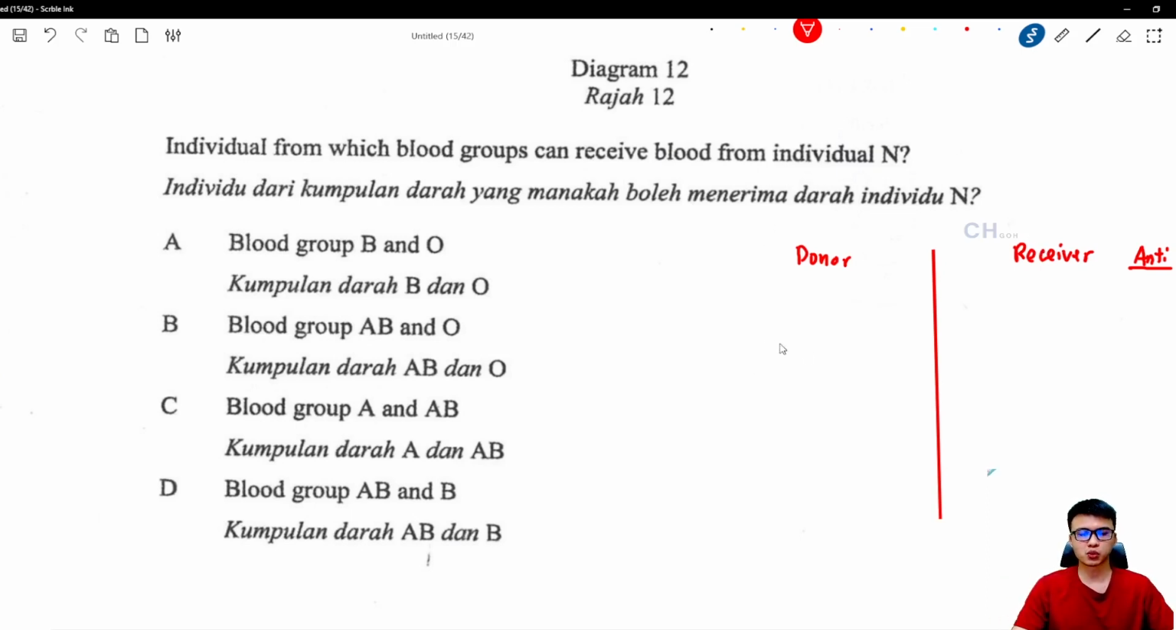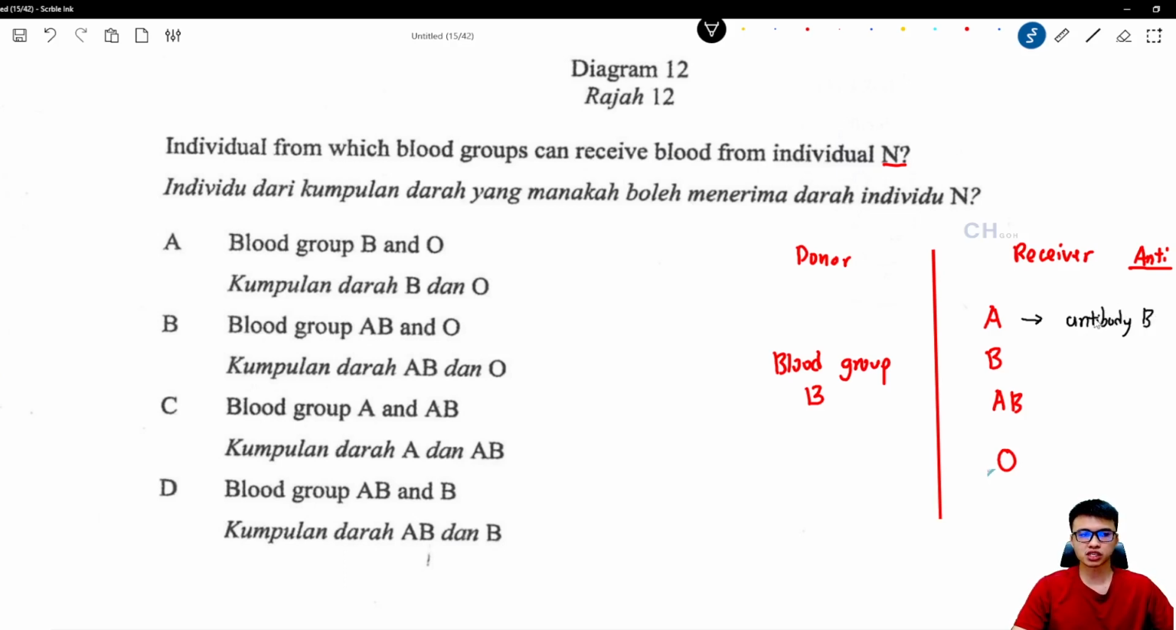So the donor is individual N. Individual N is having blood group B. Now the receiver, we have no idea, but based on what we have, in our blood is normally blood group A, blood group B, blood group AB, and blood group O. So we just want to see who is able to receive the blood here. So blood group A is going to produce the antibody B.